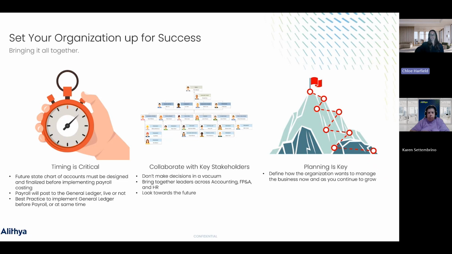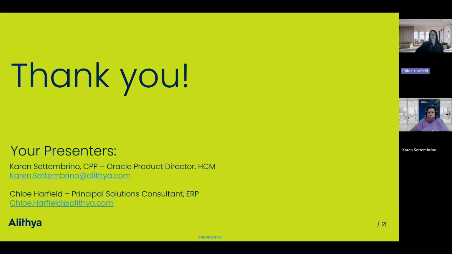And lastly, planning is key, right? We're trying to understand here at the beginning, we want to ask the right questions. What level of cost granularity do we need? How will we manage new departments or cost centers? How are we going to manage this system, not only now, but in the future once you are live? And so thinking about all of those different decisions at the beginning of the project will help you be successful. And with that, that was all we had prepared.